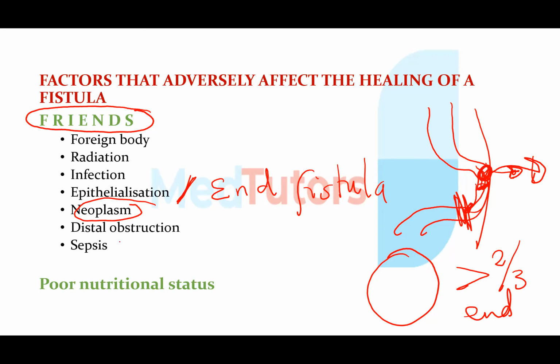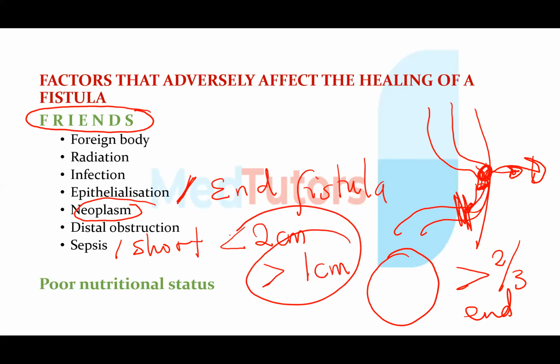Now, another unfavorable factor is a short tract, when the tract is less than 2 centimeters. It's a very short tract, so it will not heal spontaneously. The same applies when the diameter of the stoma is greater than 1 centimeter. This fistula will not heal spontaneously. You have to intervene surgically.